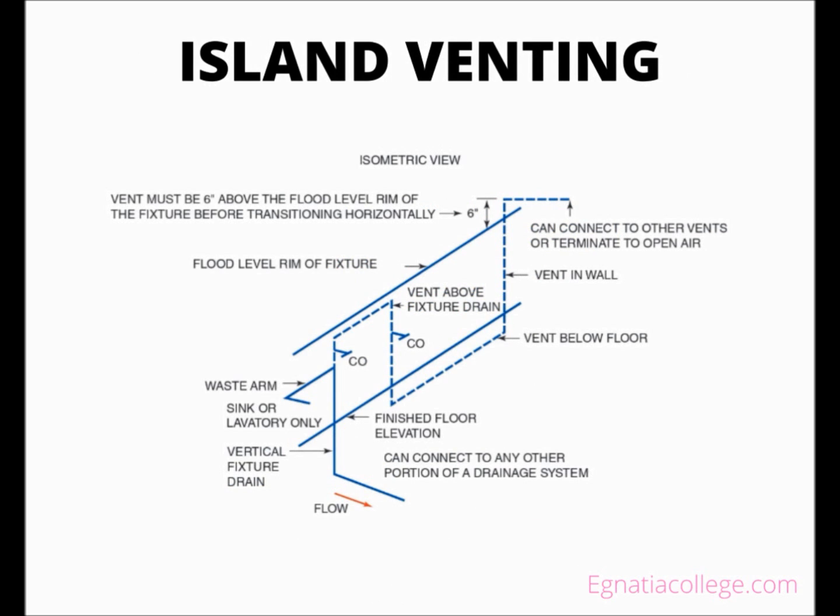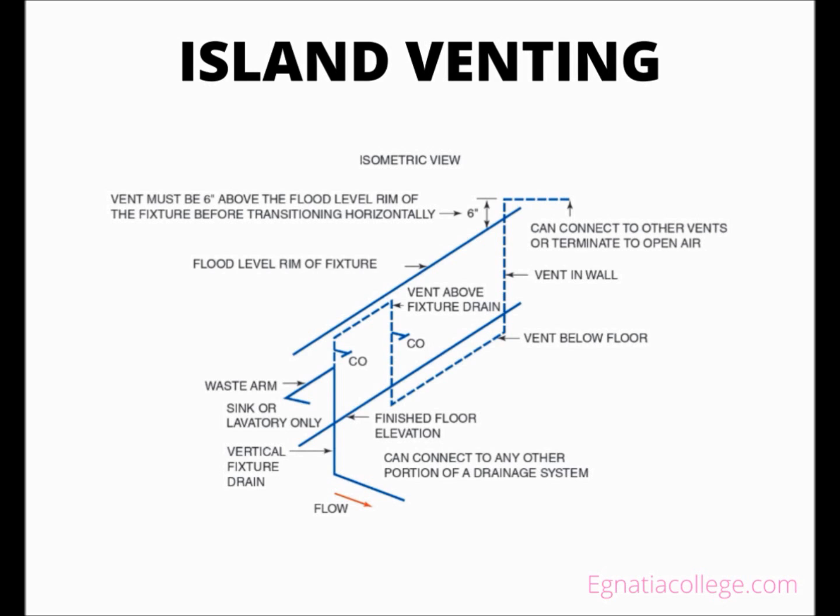Island venting. A kitchen sink located away from a wall can usually be served with an island vent. An AAV can be used instead of an island vent, but it might not be allowed by some codes or areas of installation. Code dictates that a dry vent cannot be transitioned horizontally until it is 6 inches above the flood level rim of a fixture. Therefore, an island vent arrangement is strictly regulated because a portion of the vent is placed horizontally below the flood level rim of the fixture.